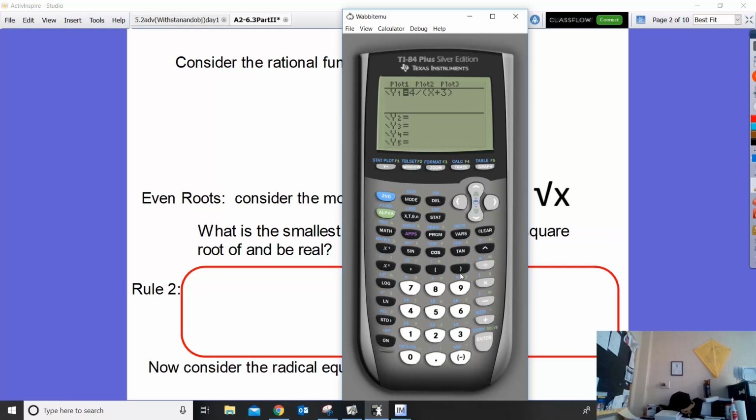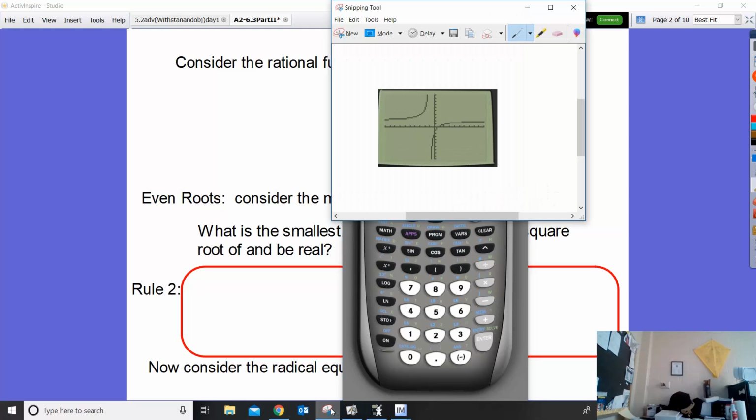I just typed in the equation. I want to look at the graph. It is a weird graph. It's a fractional graph, kids. They look weird. You don't like fractions in the first place. The graphs look weird too. Now, there was something happening here.